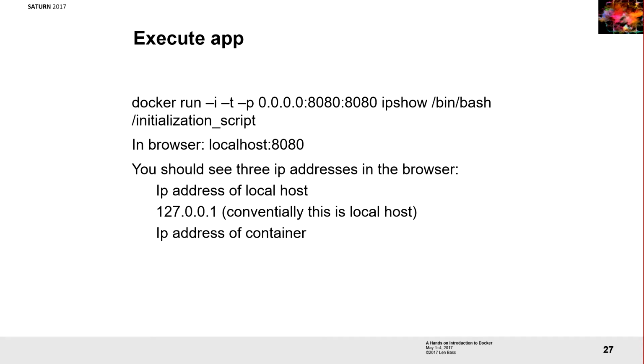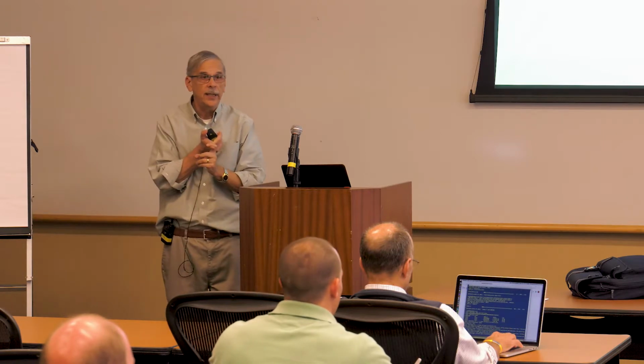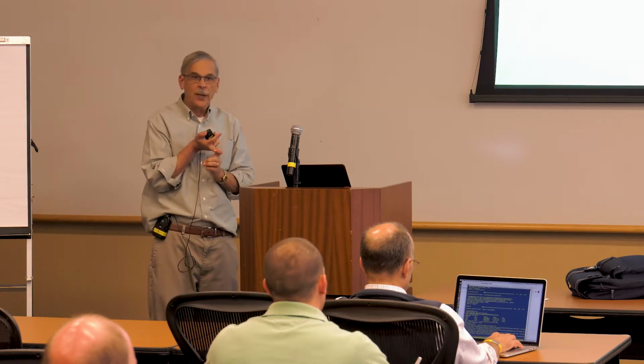Okay, and what you should see, now go into your browser and type localhost 8080. So that's again a port name. And what you should see are 3 IP addresses. Okay, so you see the IP address of your machine, whatever it may be, on the Hilton network. You'll see 127.0.0.1, which is conventional. That's just a convention. That means your localhost. And you'll see the IP address of the container.